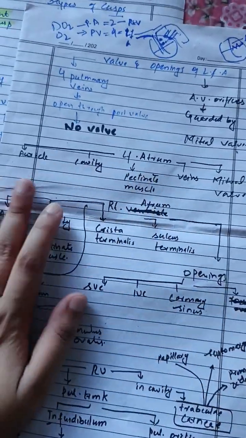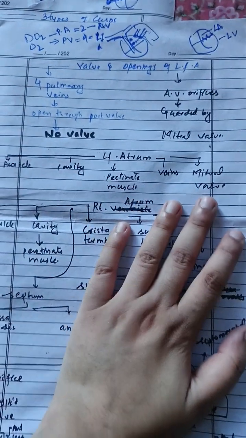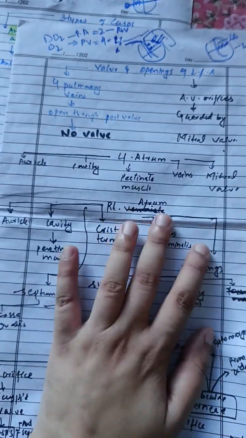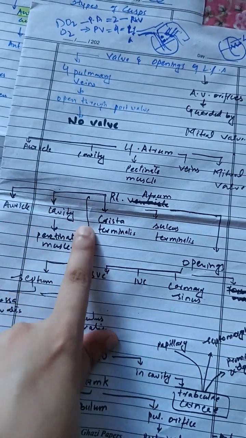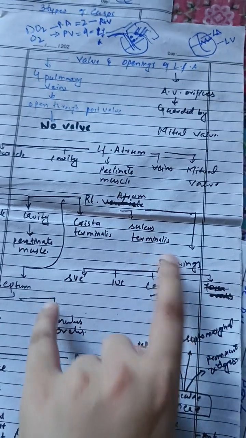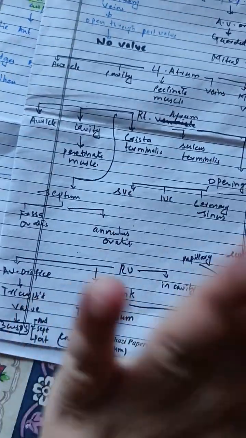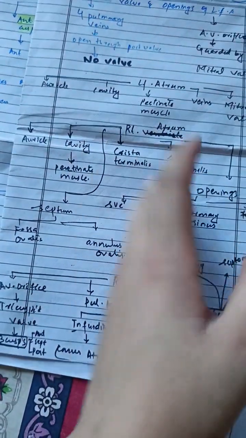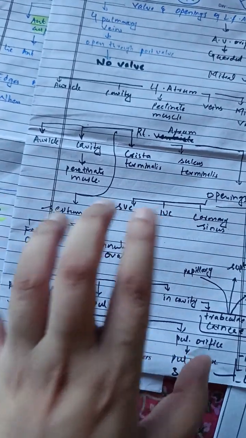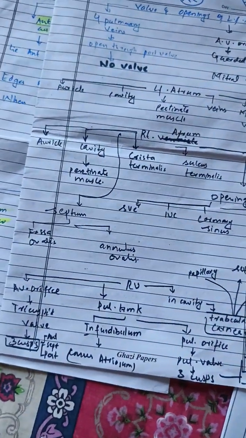This is a summary of the anatomy of the left atrium, in which there is an auricle, a cavity, pectinate muscles within the auricle, four veins, and the mitral valve. And this is the anatomy of the right atrium, which we discussed in our previous video. The right atrium also consists of an auricle, cavity, crista terminalis, sulcus terminalis, and openings like the superior vena cava, inferior vena cava, and coronary sinus. We have already discussed all of these. There was a septum between the right atrium and the left atrium, and this septum has a depression which we called the fossa ovalis and annulus ovalis.